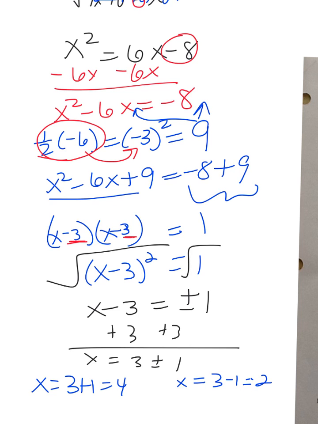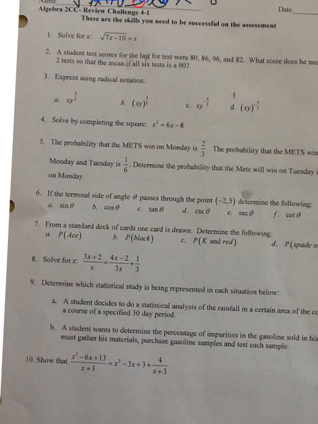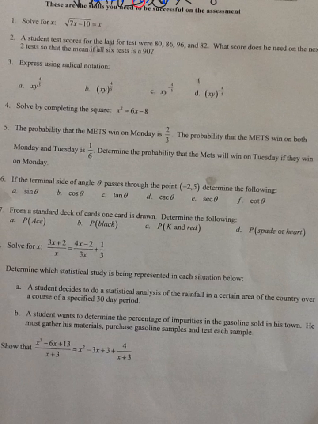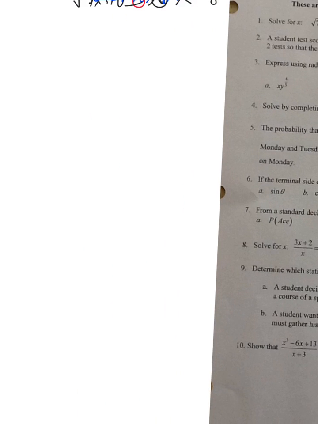All right, let's take a look at 5. We have the probability that the Mets will win is 2/3. The probability that the Mets win both Monday and Tuesday is 1/6. Determine the probability that the Mets will win Tuesday if they win on Monday. Okay, so this is a given. This is conditional probability.